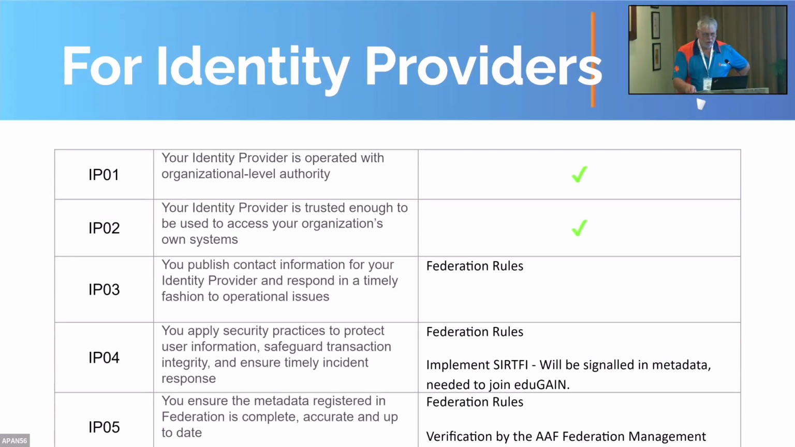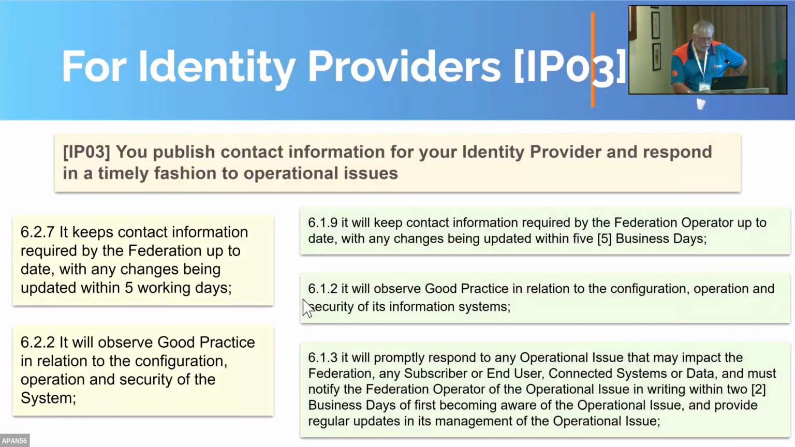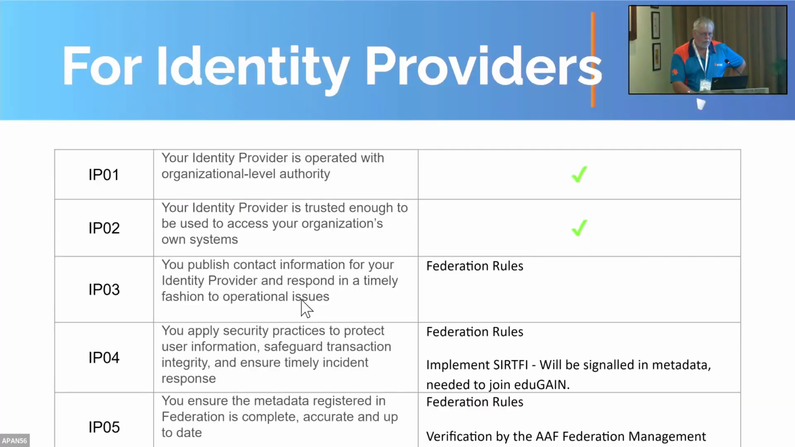The next one is about publishing contact information for your IDP. So I think I'd go into these in more detail. Yep. Publishing contact information for your identity provider and responding in a timely fashion. For this one, we've made a change to the rules to deal with a little bit that was missing, but most of our Federation rules already cover that. And I'll dig a bit deeper into what that actually means shortly.